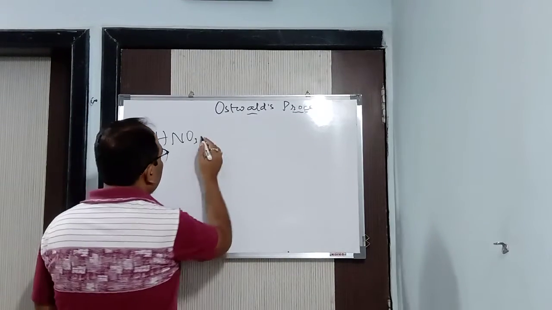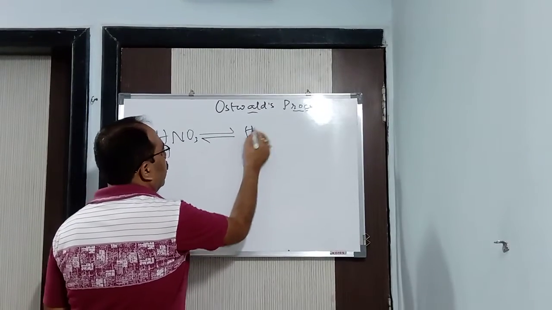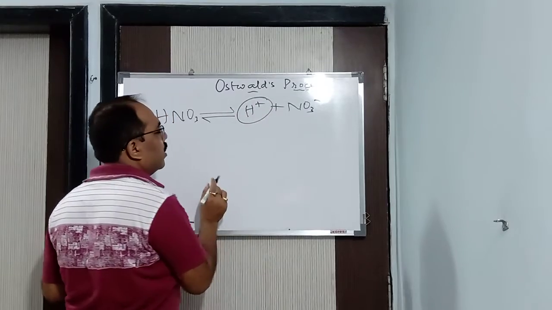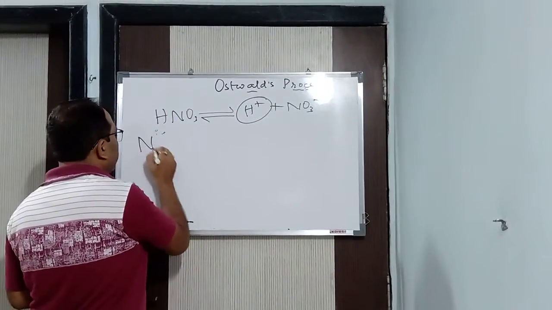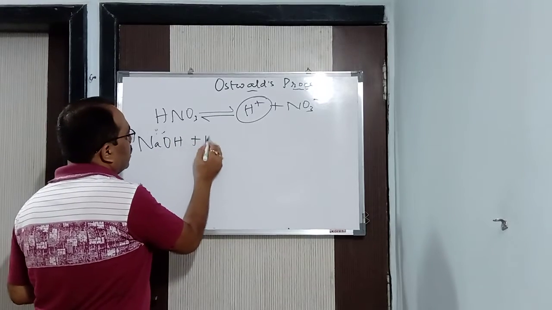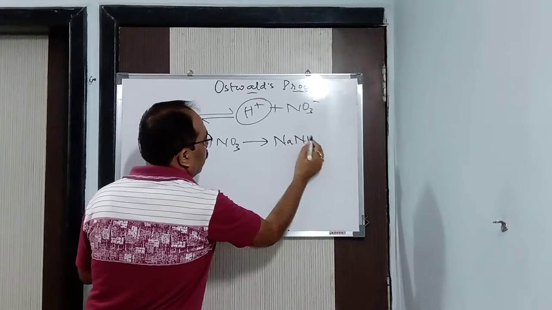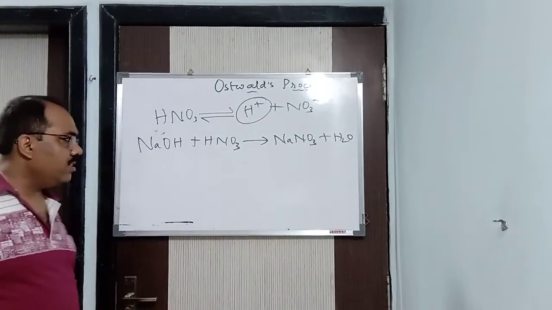But how? Here, dilute nitric acid will give you H plus and NO3 minus. This H plus ion says that nitric acid is a monobasic acid. How can we say? NaOH, when it reacts with HNO3, gives you NaNO3 plus water. This is a reaction of acid we studied.